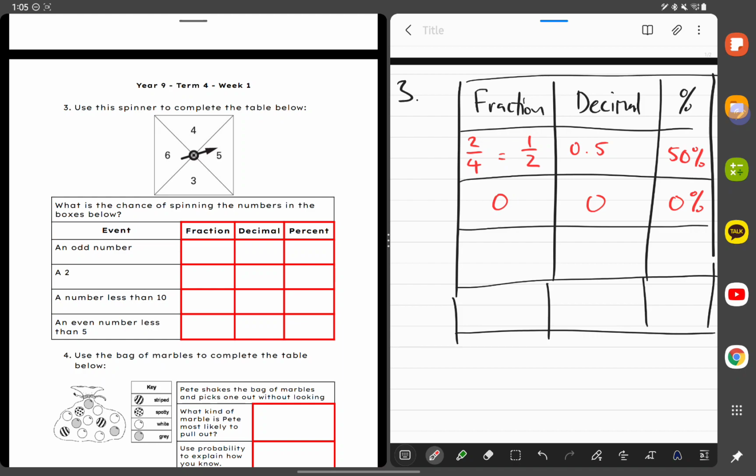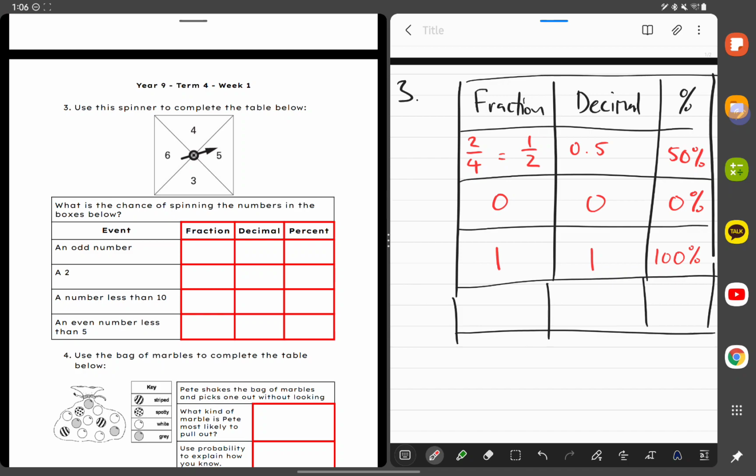2 is not on the spinner. A number less than 10. Now, all 4 numbers are less than 10, so the chance is going to be 1. Decimal is going to be 1. Percentage is going to be 100.